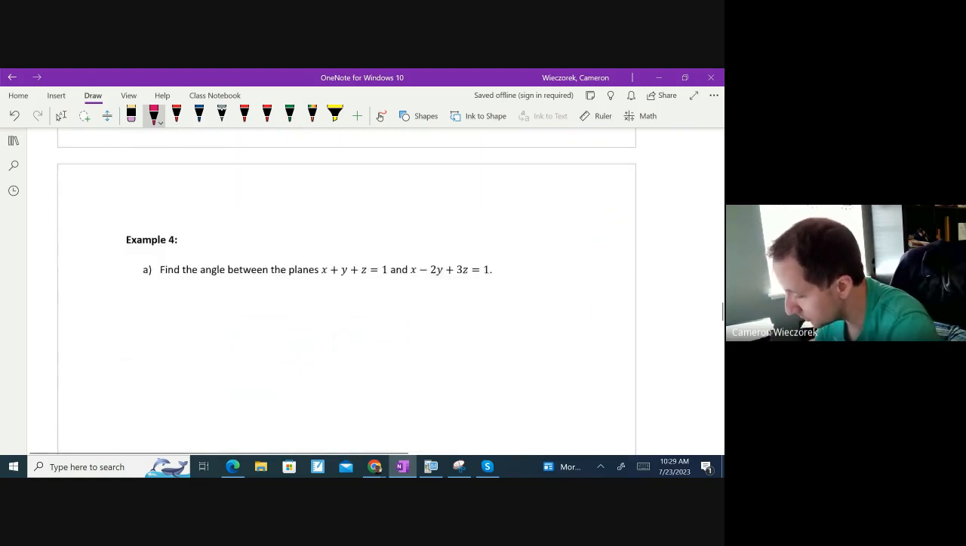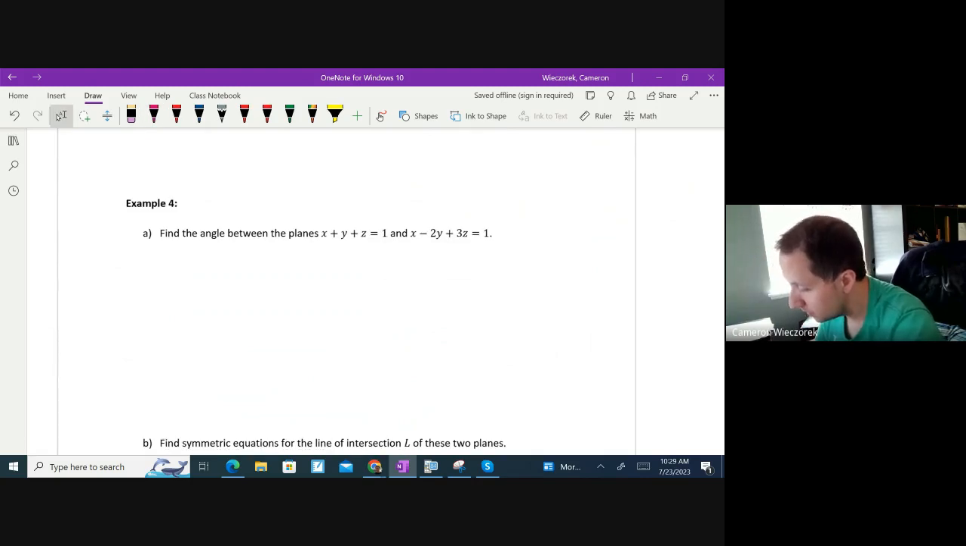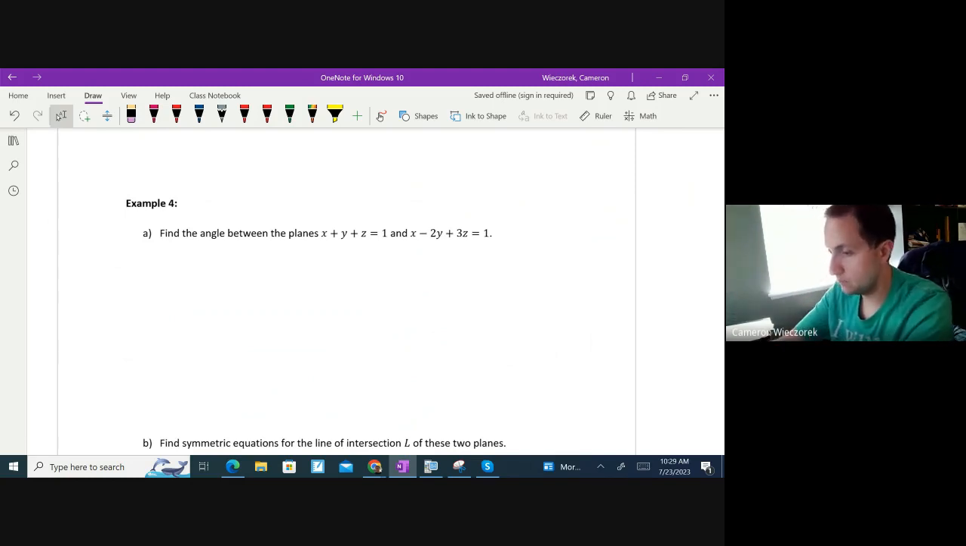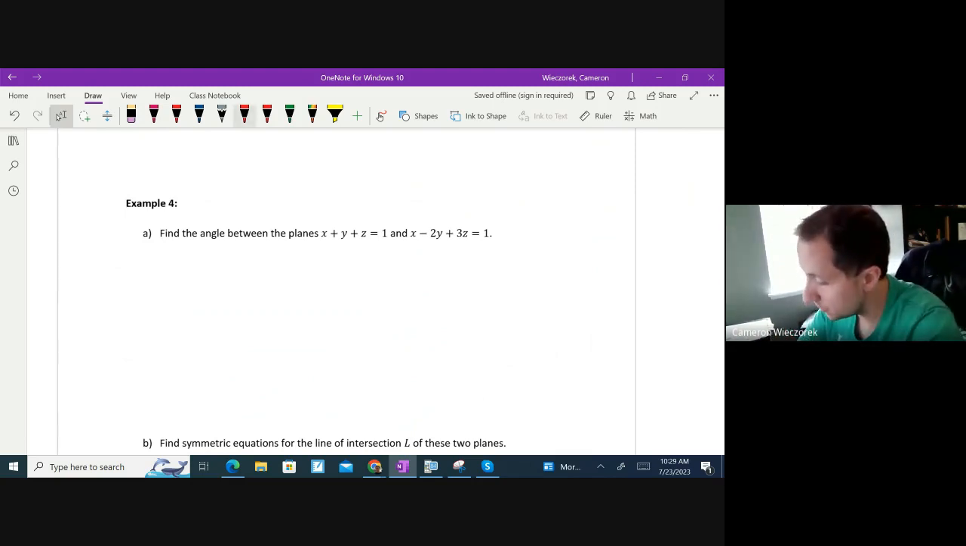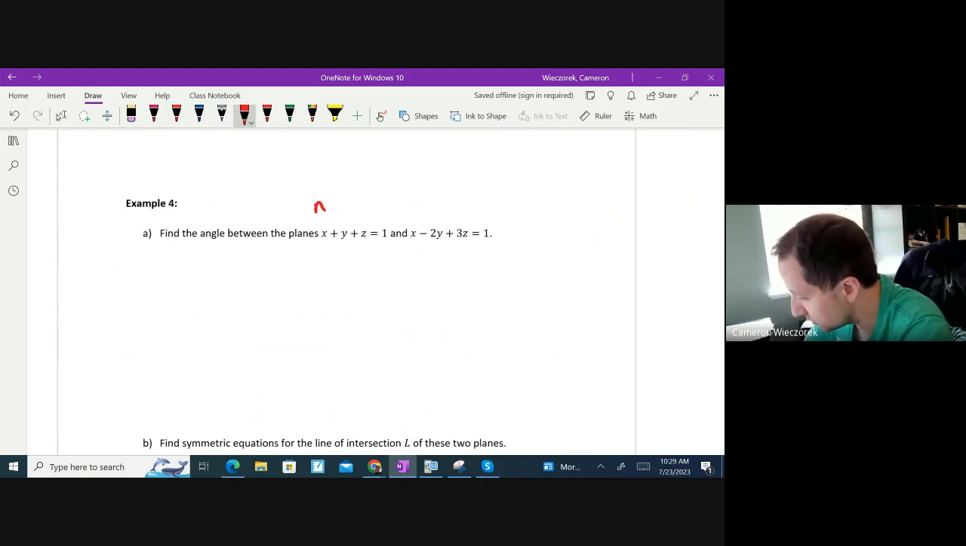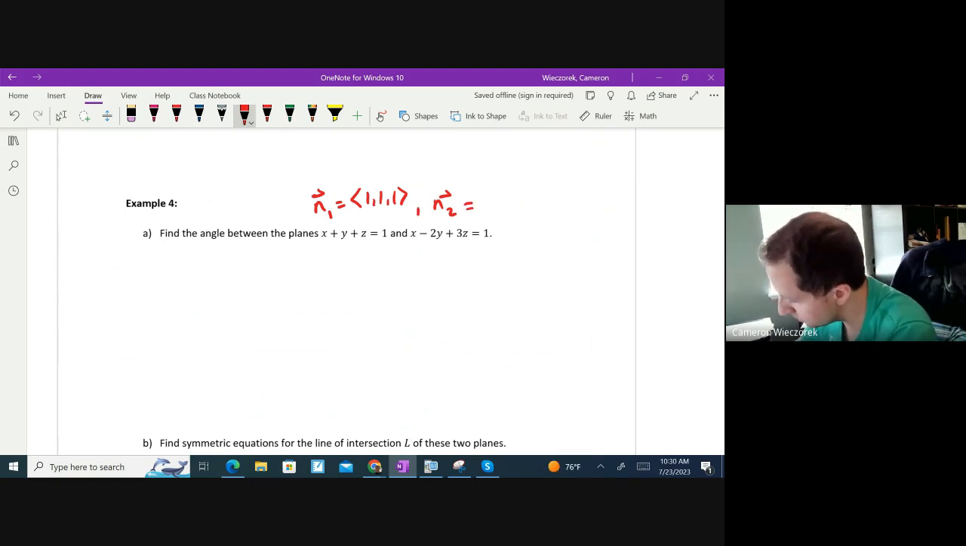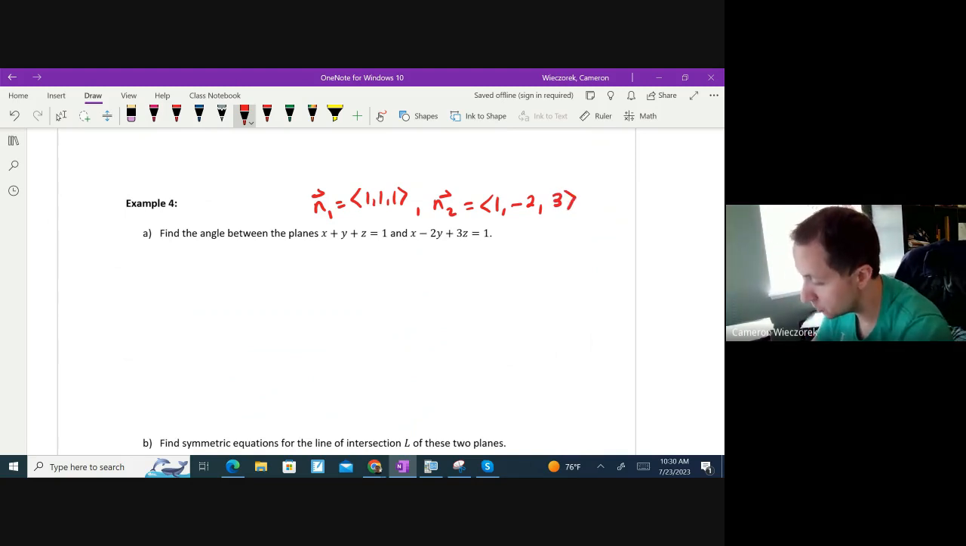Okay, find the angle between the planes x plus y plus z equals 1 and x minus 2y plus 3z equals 1. Based on what we said on the last page, we are looking for the acute angle between the normal vectors. So we need the normal vectors for each plane. Normal vector for the first plane, I'm going to call n1. Looking at the coefficients of x, y, and z, I have 1, 1, 1. And for plane 2, call this one n2, coefficients of x, y, and z are 1, -2, 3. So there's my normal vector for plane number 2.